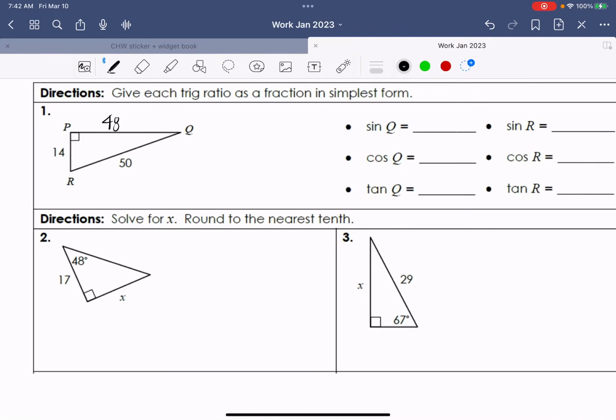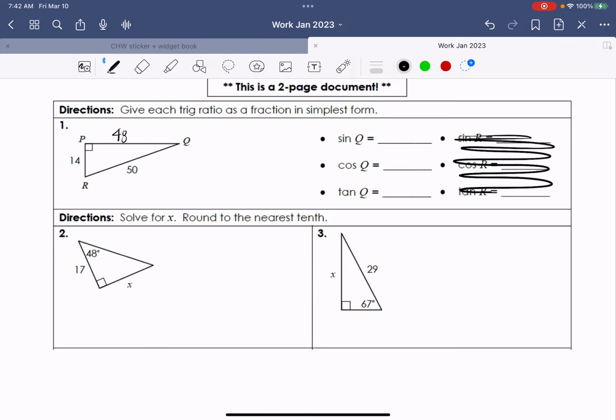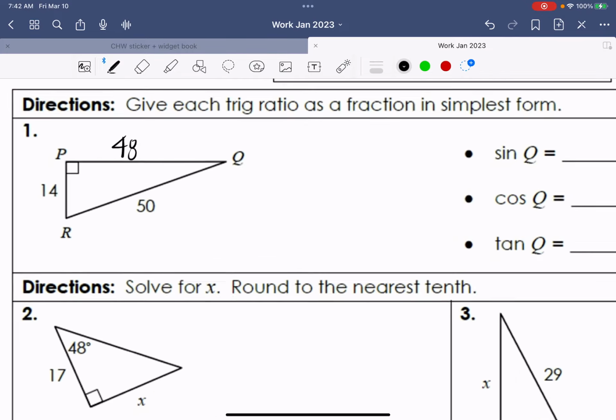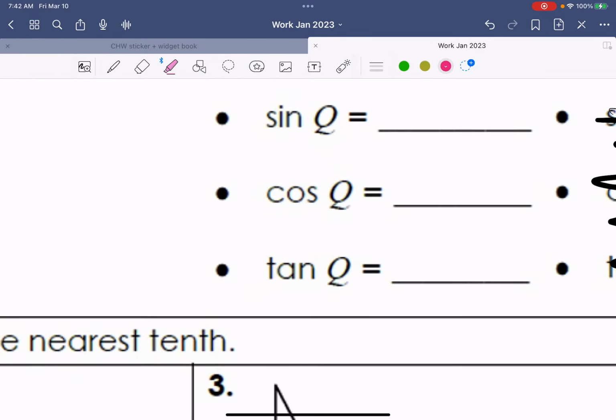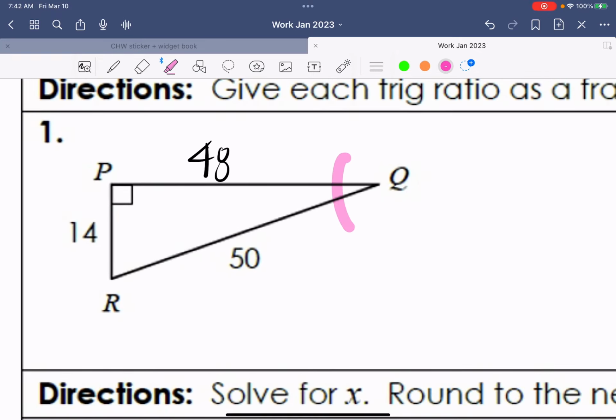Okay, so I'm going to be going over these questions. I'm going to cross these out because I'm not going to do those. All right, first what you need to do is pay attention to the question. It says that we are starting at Q. Okay, so we need to go from the Q angle. So that would be in this corner because that's the letter Q.